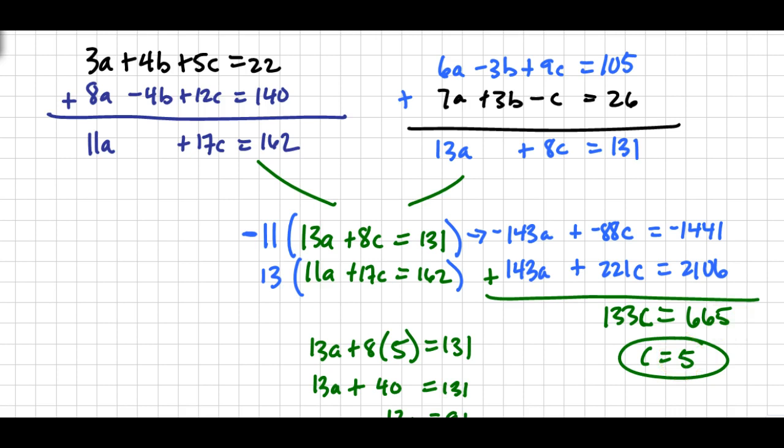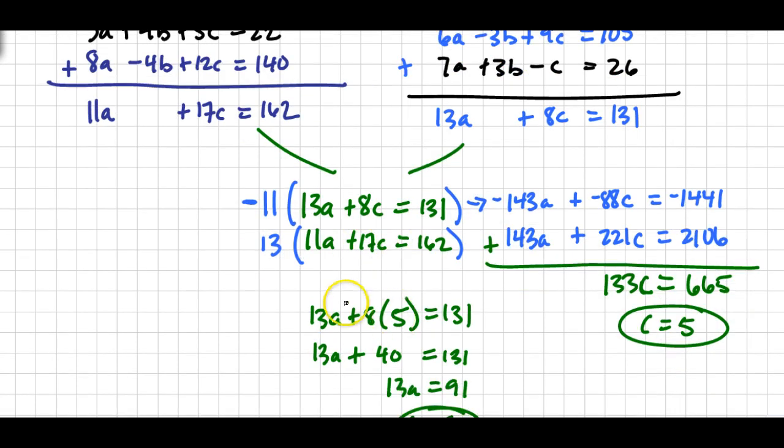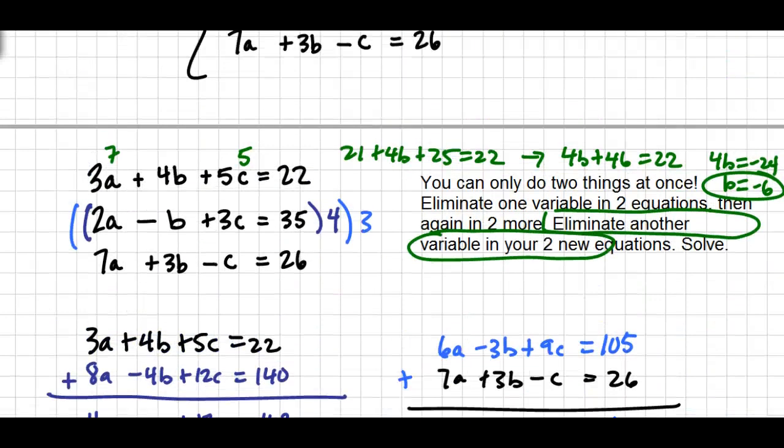Once I got the c value, I went back to this system and I plugged in the c into the top equation. So I plugged the 5 in for c there, and when I solved, I got an a of 7. Then I worked my way back up to the top, I plugged in an a of 7 and a c of 5, and I solved that equation to get the b value of -6.